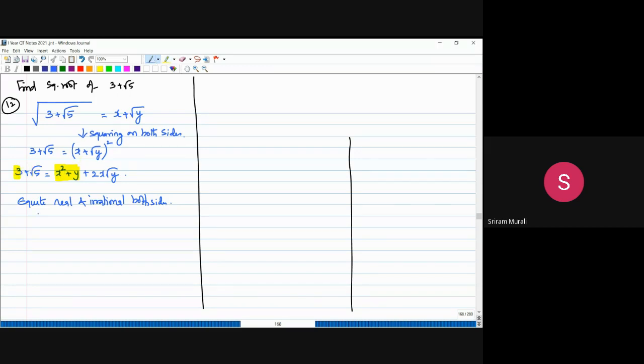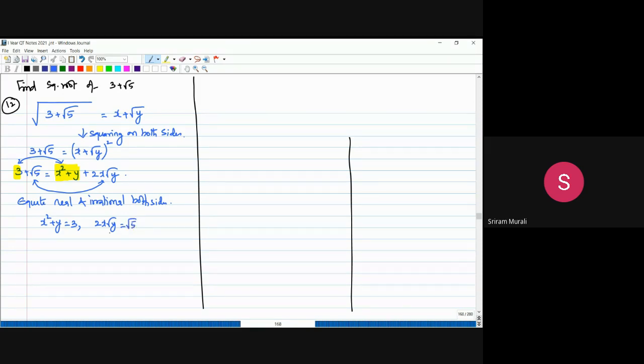For example, this is x square plus y is equal to 3. This is my real. What is irrational? Irrational will be this, 2 root x. These two must be equated, because irrational should be equated to irrational, and real should be equated to real.